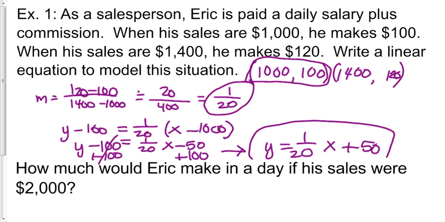I've got it in slope-intercept form. So if I wanted to graph this one, I would have a y-intercept of 50, basically meaning if he has $0 in sales, he gets $50. And then my slope would be 1/20.